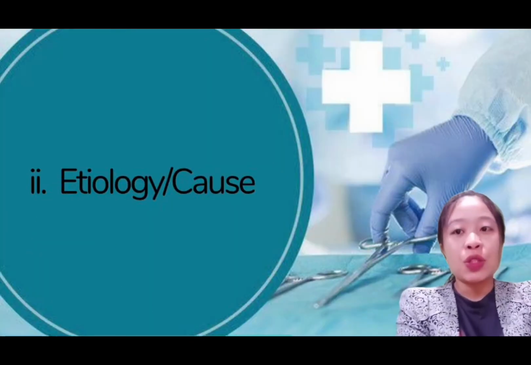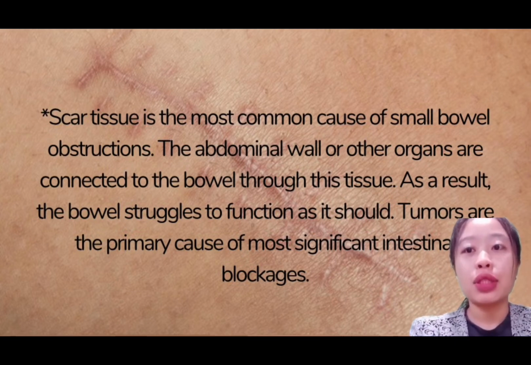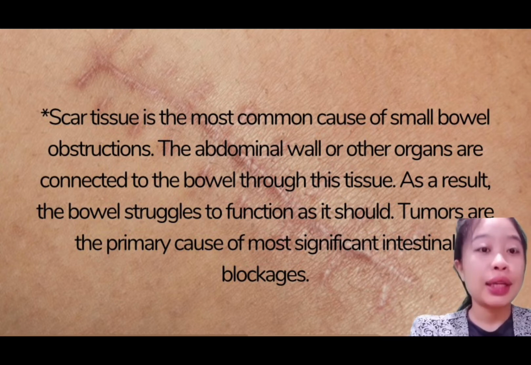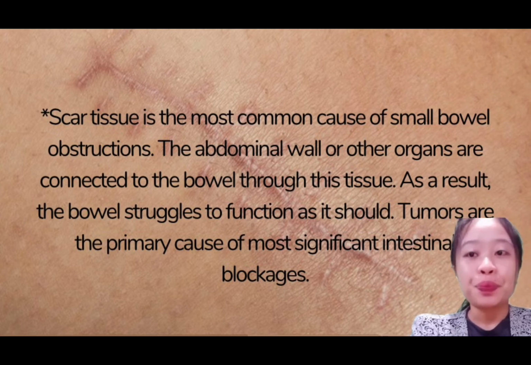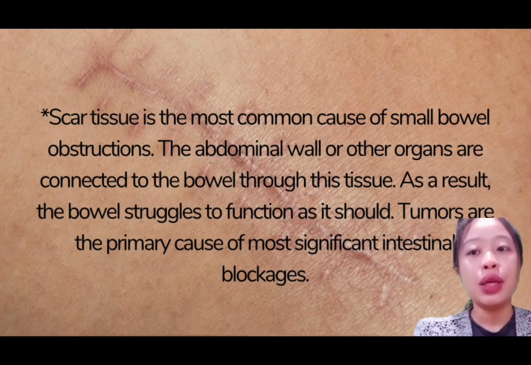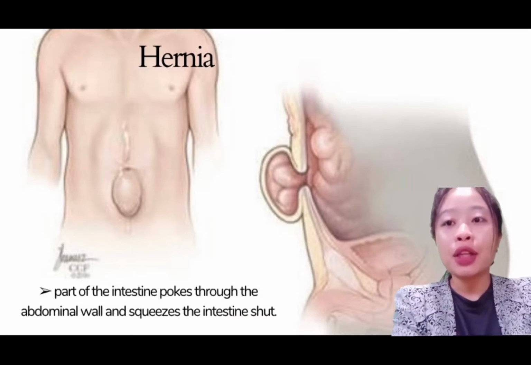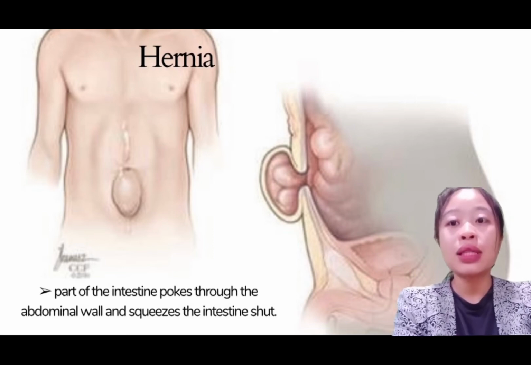Etiology or cause. Scar tissue is the most common cause of small bowel obstructions. The abdominal wall or other organs are connected to the bowel through this tissue. As a result, the bowel struggles to function as it should. There are other causes of bowel obstructions. First is hernia. A hernia is when part of the intestine pokes through the abdominal wall and squeezes the intestine shut.